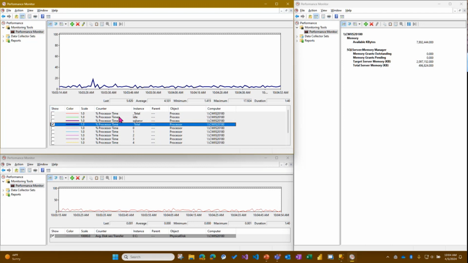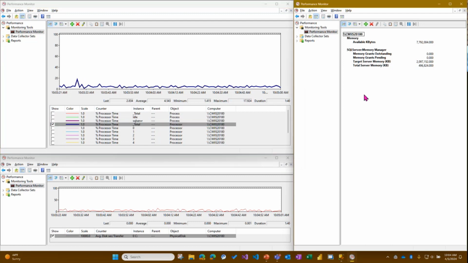For our purposes, right now, we'll just keep looking, we'll just have that total usage running. Over here on the right is our memory. So right now on my laptop, I have almost over 7.5 gigs available of memory. Memory grants outstanding, that's in SQL Server how many things are actively using memory. That number is at 0. The memory grants pending, the number of things waiting in line for memory, is also at 0. Again, my computer isn't doing anything right now.